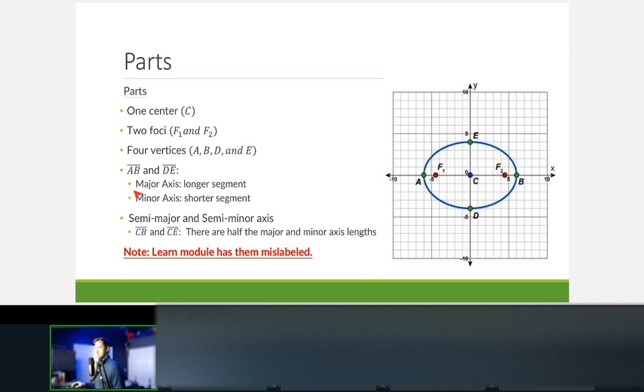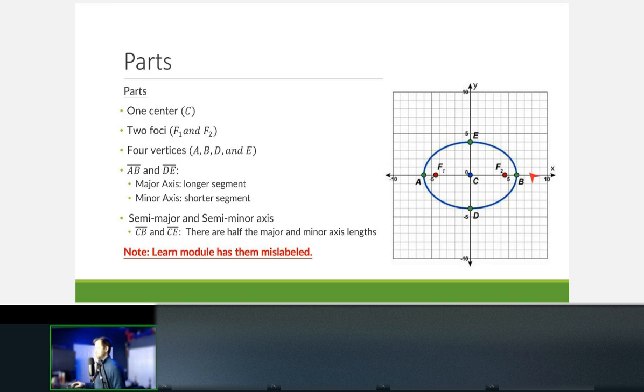We also talk about the major axis and the minor axis. The major axis is just the longer segment. This is squished, so it's longer in the x direction. So your major axis is parallel to the x-axis. This right here going horizontally is your major axis, because it's longer. And then going vertically, this is your minor axis.